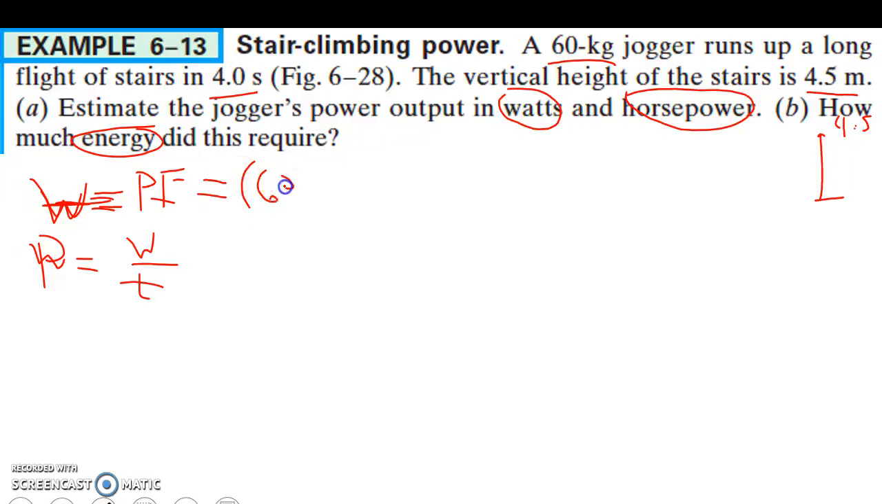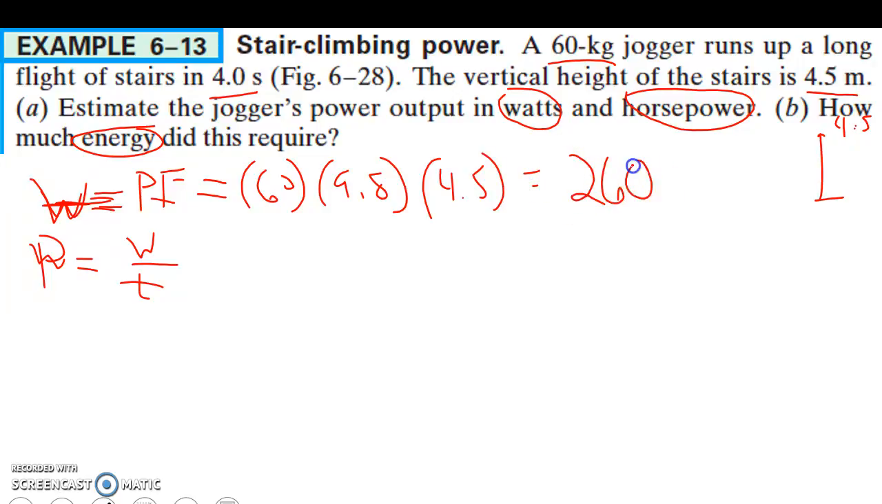Mass of 60 times g 9.8 times our height of 4.5 meters gives us a potential energy, in this case, of approximately 2,600 joules. There's some change there, but I'm going to round. Now, this 2,600 joules, that's our answer to B. How much energy did this require? 2,600 joules. We know the energy.